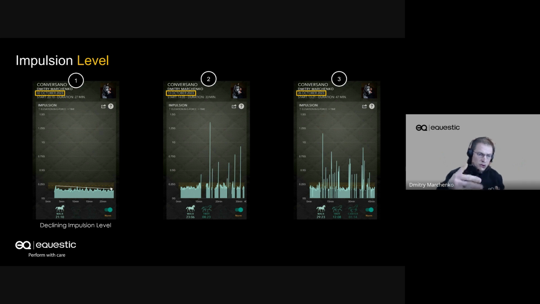impulsion of the horse in the walking session, just on the walk, changes during 20 minutes from quite a good level. It's still almost in the yellow zone, almost on the benchmark. But then over time, in 10 minutes and 15 minutes, you see a declining trend of this effort. So the horse was unable to keep the same level of impulsion during a 20 minute training session.